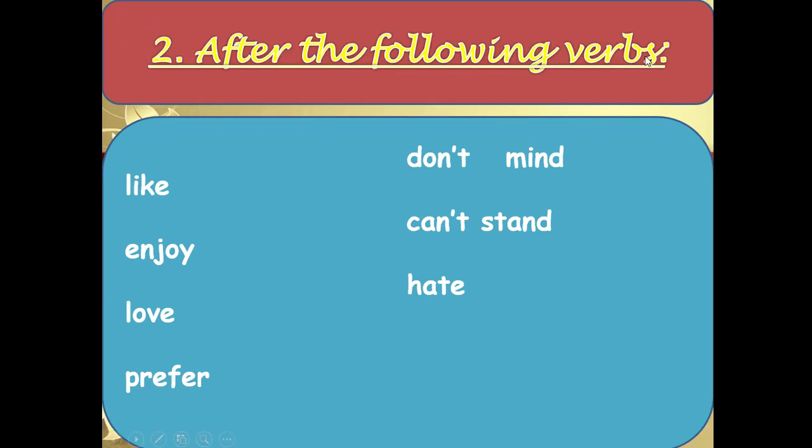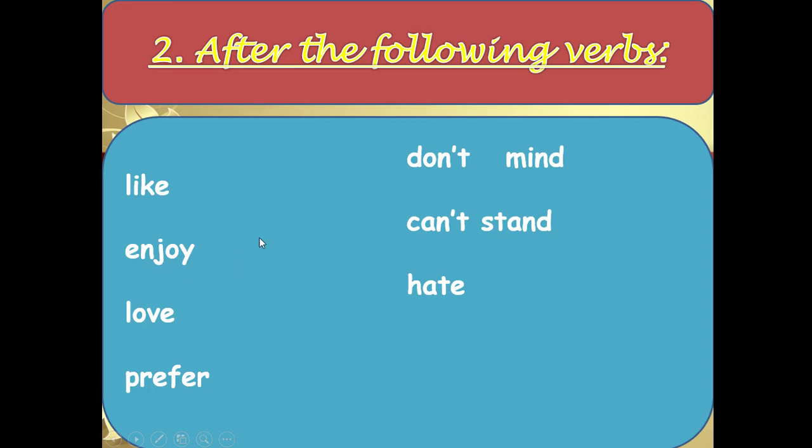Also, after these following verbs, you can add ing. For example, like, enjoy, love, prefer, don't mind, can't stand, and hate. But my dear, pay attention to these 4 verbs. You can say like playing tennis or like to play tennis.